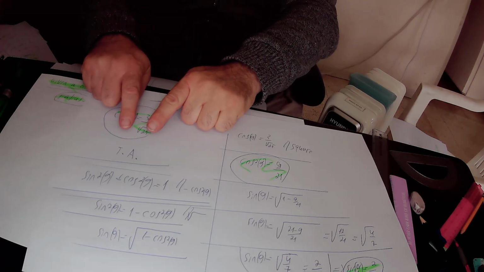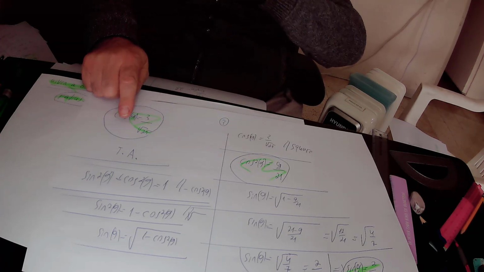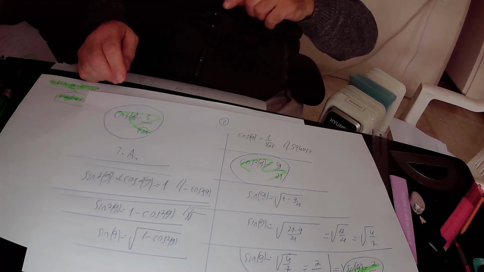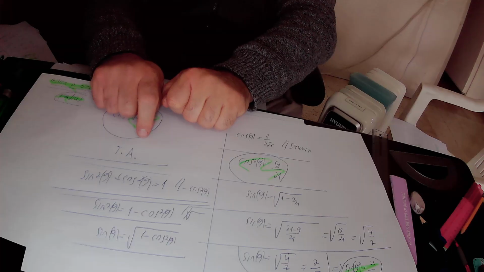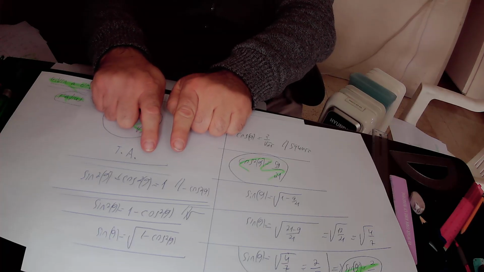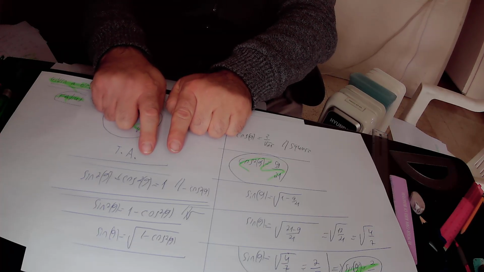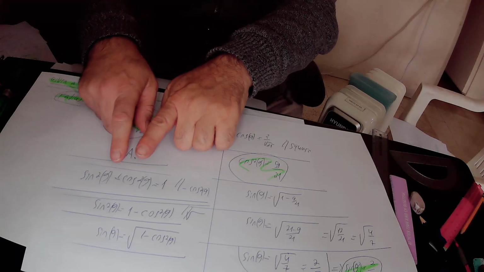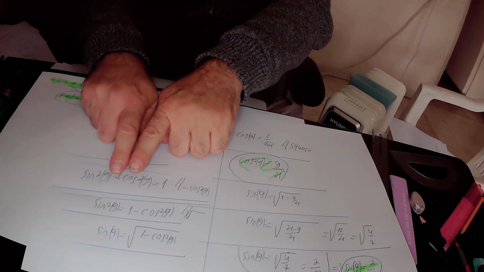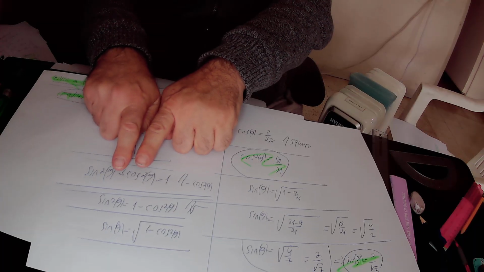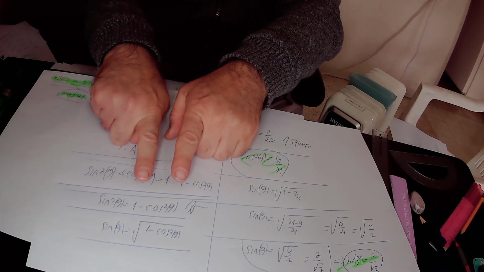Now we use the trigonometric identity. We have the trigonometric identity that says that sin squared alpha plus cosine squared alpha equals 1. Here we subtracted cosine squared alpha from this identity, and finally found that sin squared alpha equals 1 minus cosine squared alpha. Taking the square root, we finally find that sin alpha equals the square root of 1 minus cosine squared alpha.